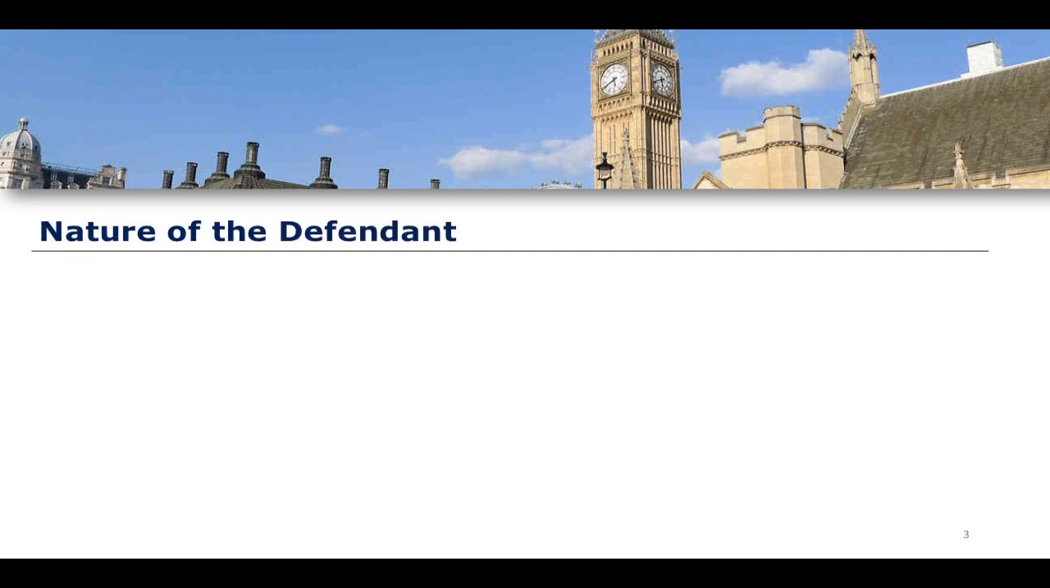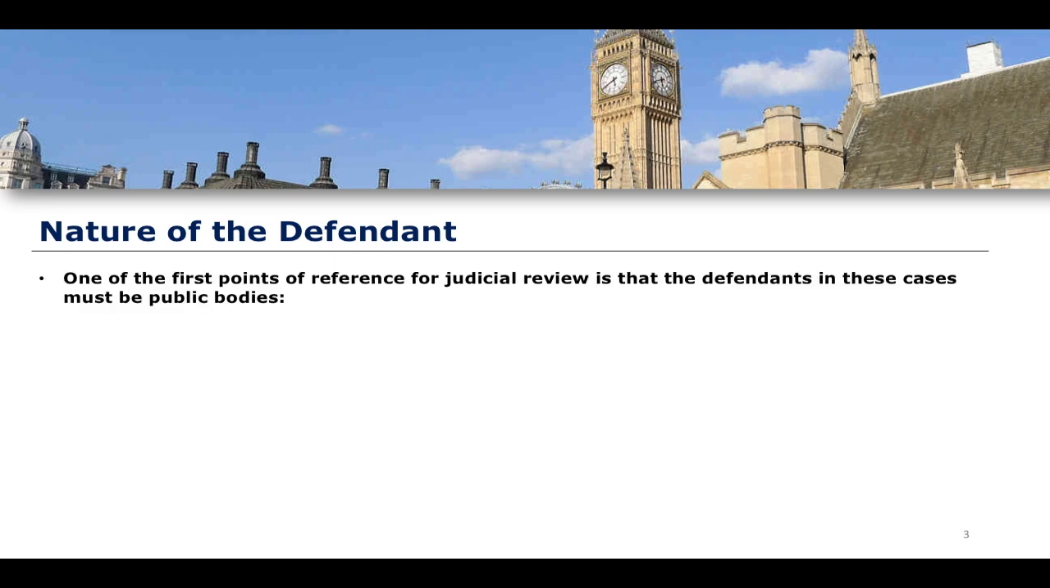And the first thing that should be noted here is that judicial review can only apply to particular defendants. It can only apply to particular instances, specifically public bodies. So this is the first point of reference: when we think about who can be subjected to a judicial review claim, the answer is that it must be public bodies. They are the only institutions which can be subjected to a claim of judicial review, or in circumstances where it is a private body but they are performing and exercising a public function.